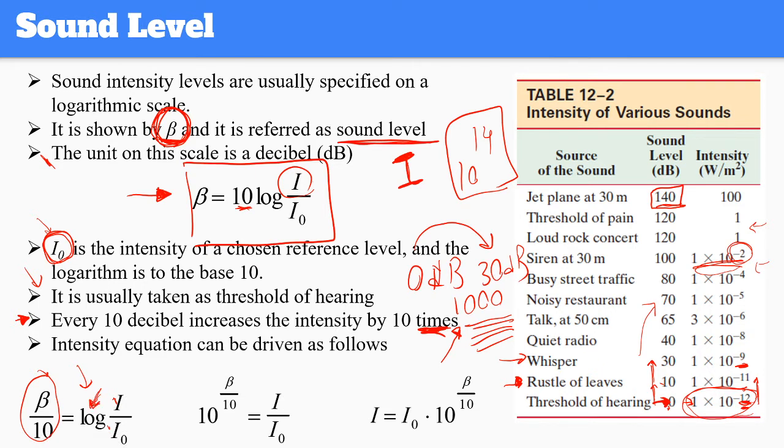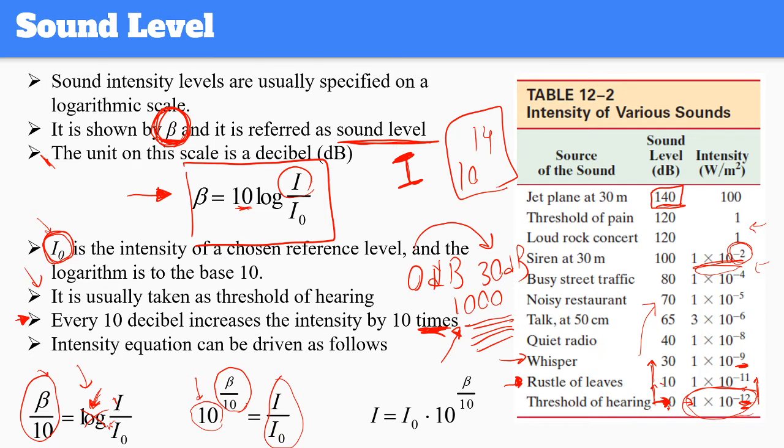The inverse function of logarithm is basically taking the base as power. So once you take the base as power, you get rid of this logarithm. You have I over I0, but over here you're going to have 10 as a base and beta over 10 as power. Alright, so that's how you get rid of the logarithm.